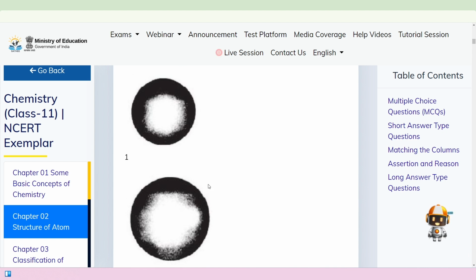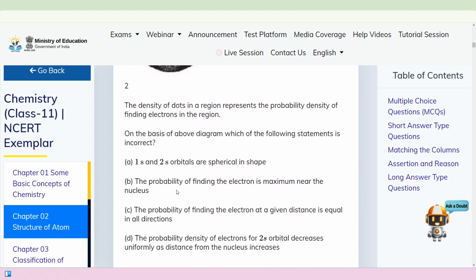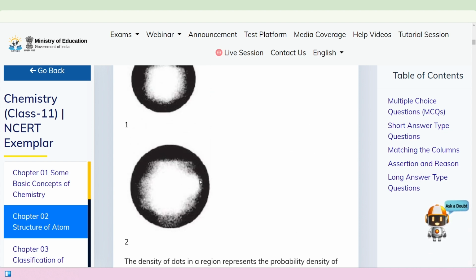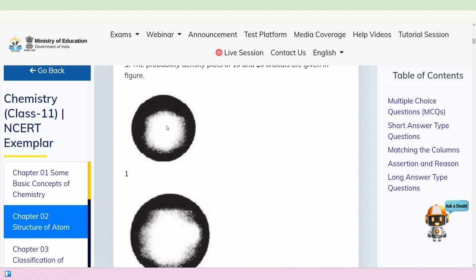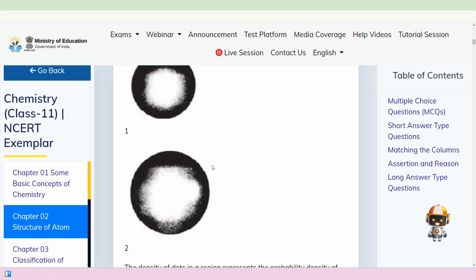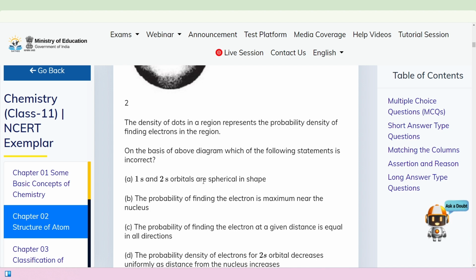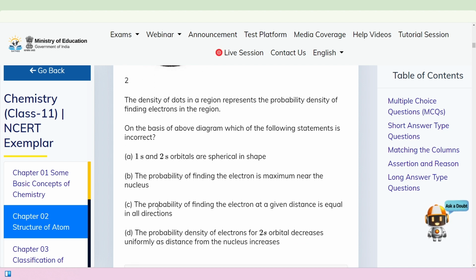So this is very obvious from the diagram. Second thing, the probability of finding the electron is maximum near the nucleus. So this is also true. But why is it maximum near the nucleus? Because of the greater force of attraction. So it is not on the nucleus, it is near the nucleus.